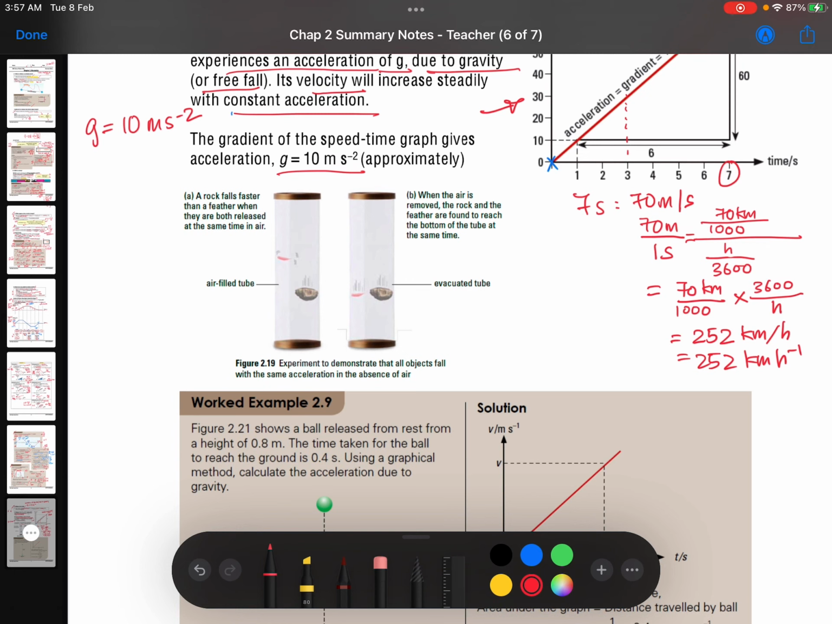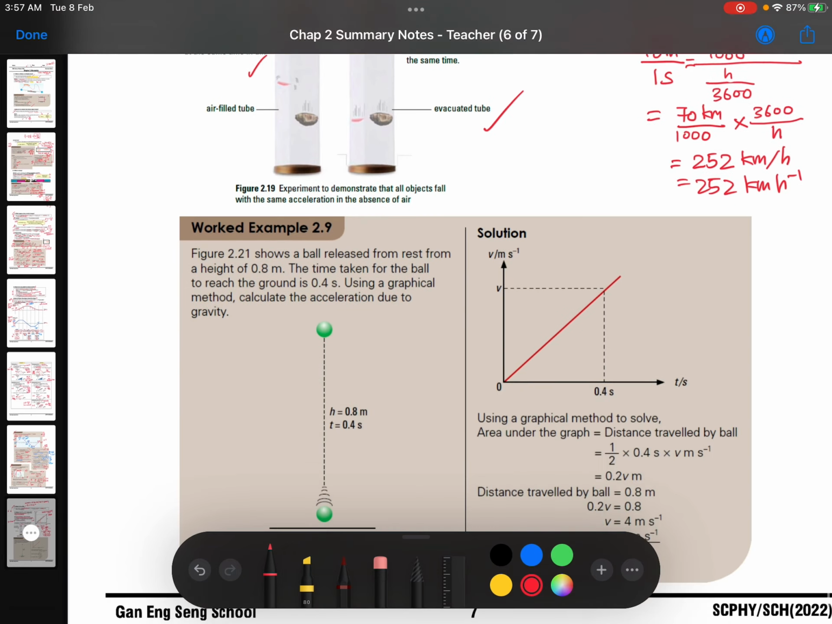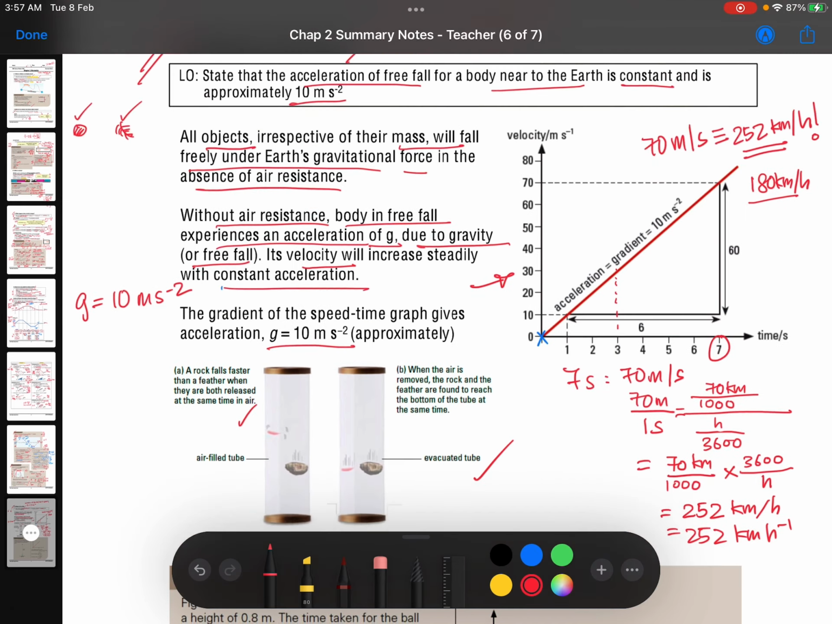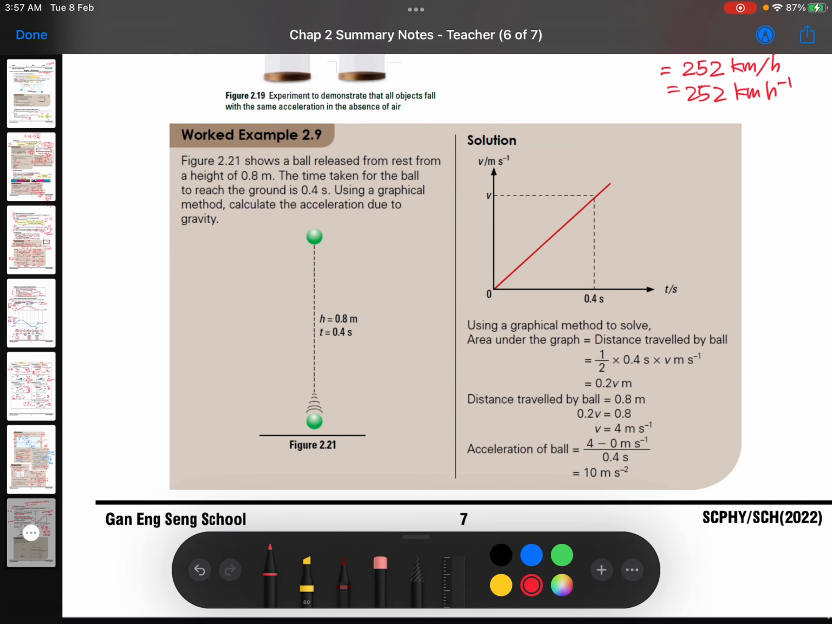So let's say if there's air resistance, you'll find the rock will fall faster compared to the feather, because the feather will be floating. But if you remove air from this container, such that it's a vacuum, you find that both objects will reach the floor at the same time. So case in point, it's not just theory that you need to do, but sometimes you have examples like this that you need to solve.